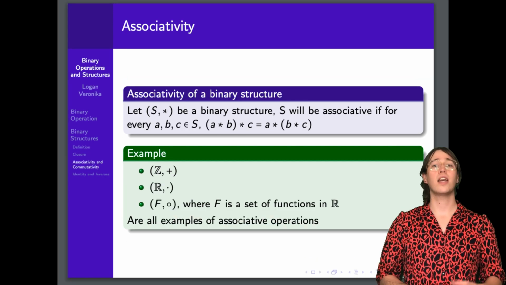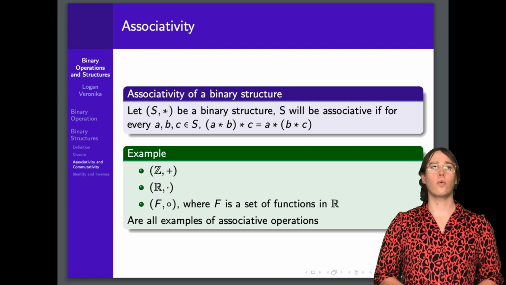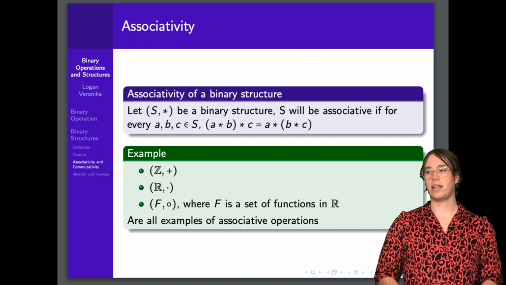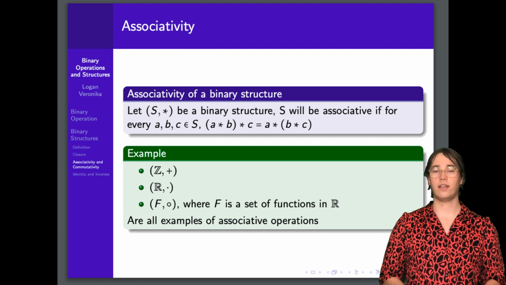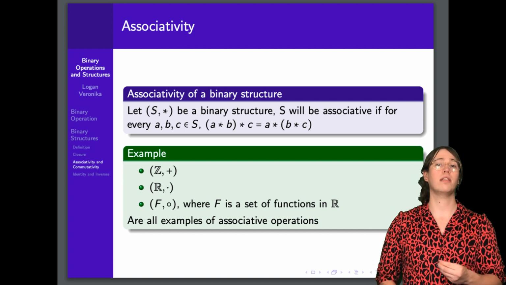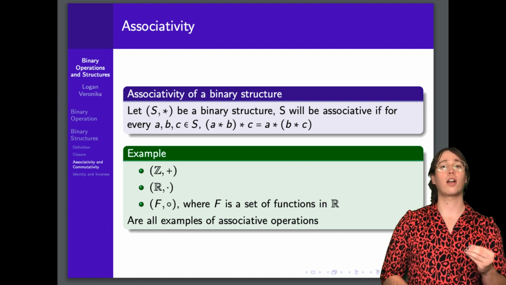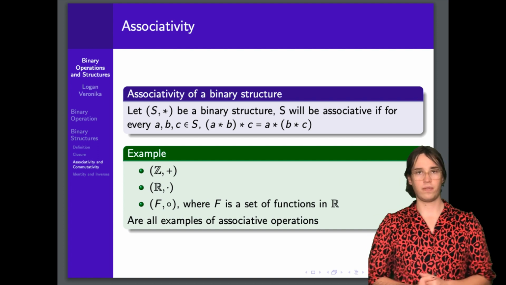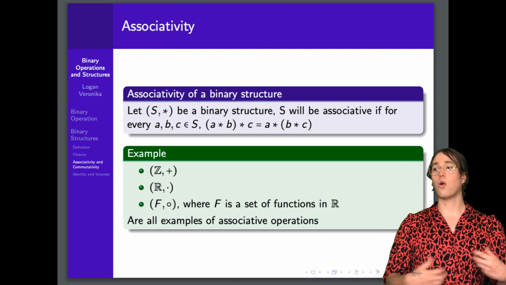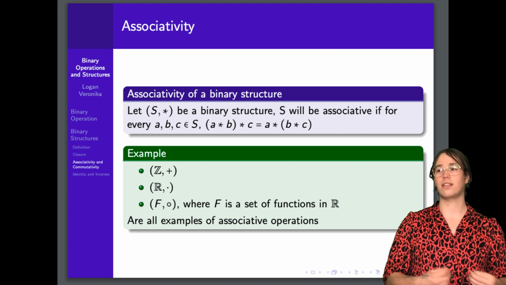Next, we're looking at the notion of associativity and commutativity. We looked at this in algebra when we do addition and multiplication. So let S be a binary structure. S will be associative if for every A, B, and C in S, (A star B) star C is going to be equal to A star (B star C). So an example of this would be the integers with plus, the real numbers with multiplication, or we could have F under composition where F is a set of functions in the real numbers.